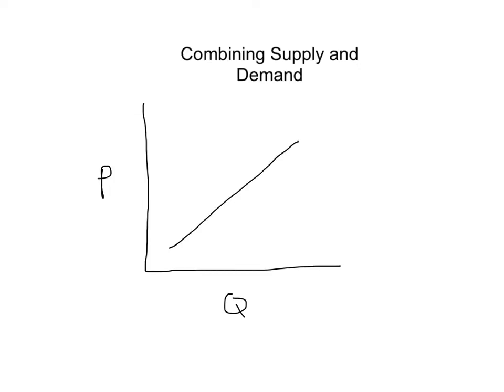Alright, in previous videos I've shown you supply and demand. In this video I'm going to combine them onto one graph, so let's see what that would look like. Okay, so we're going to get our axes here, and quantity is going to go on the X, and on the Y we're going to have price. And then supply has a nice upward slope according to the law of supply, and there's demand with a downward slope according to the law of demand.